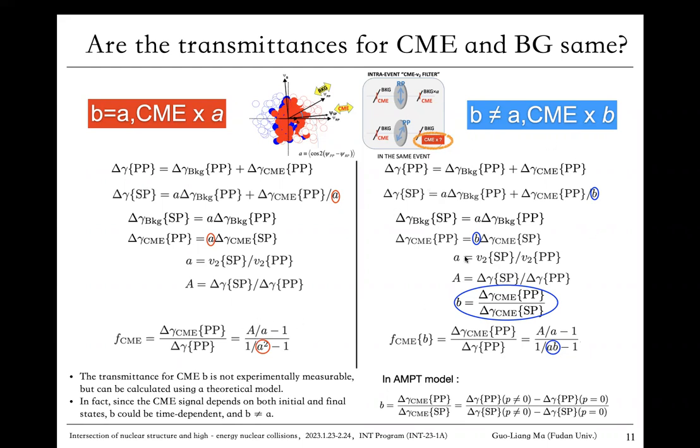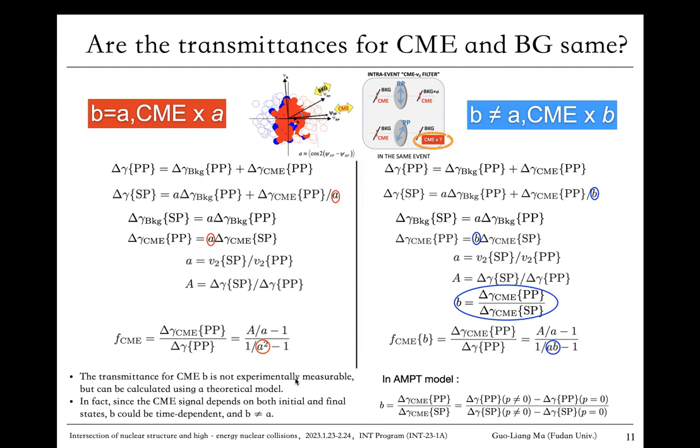But the question is whether the CME transmittance is the same as the background transmittance. In principle, the CME and background are two different things, so they should have different transmittances. However, the CME transmittance is not experimentally measurable.